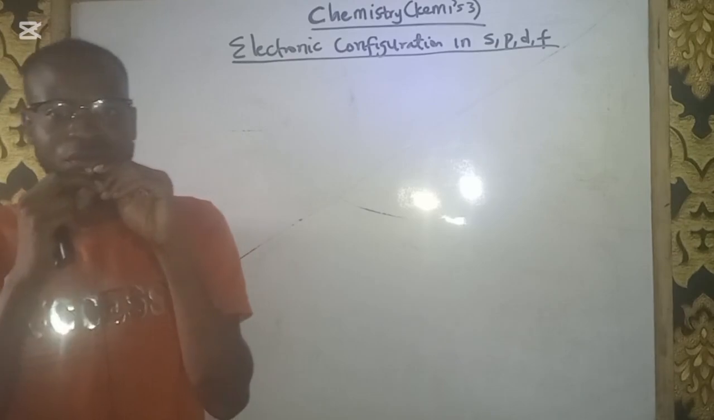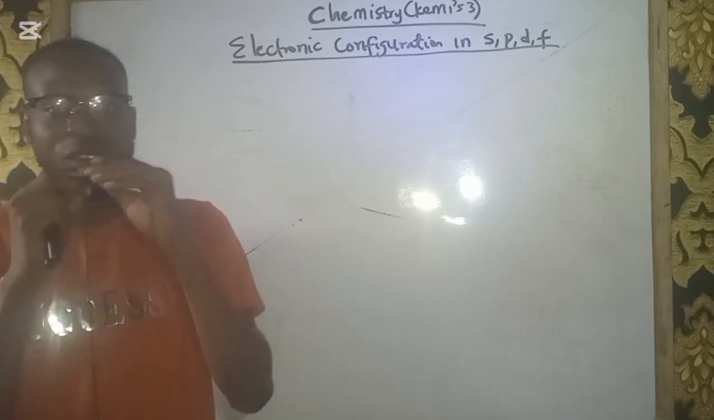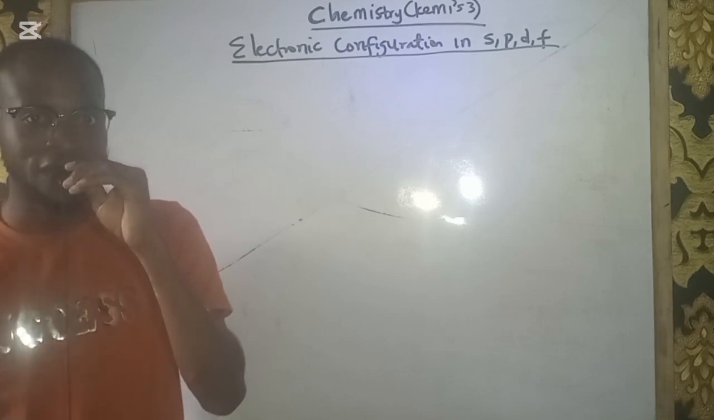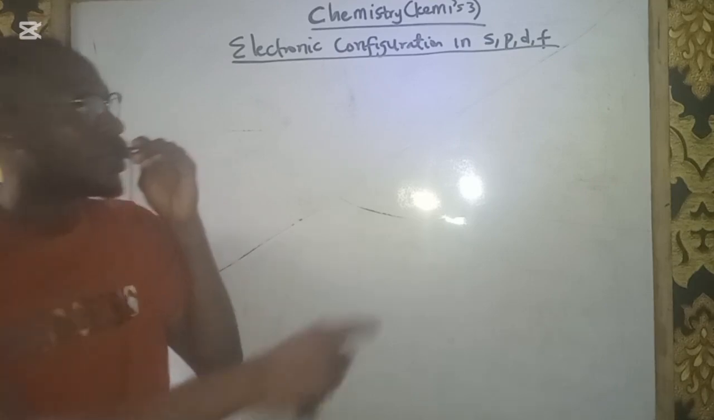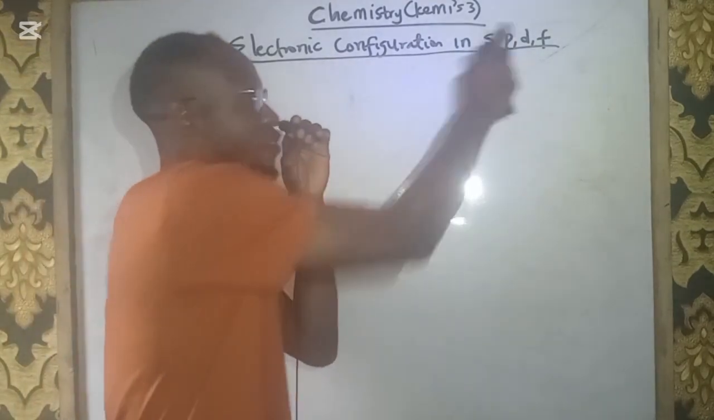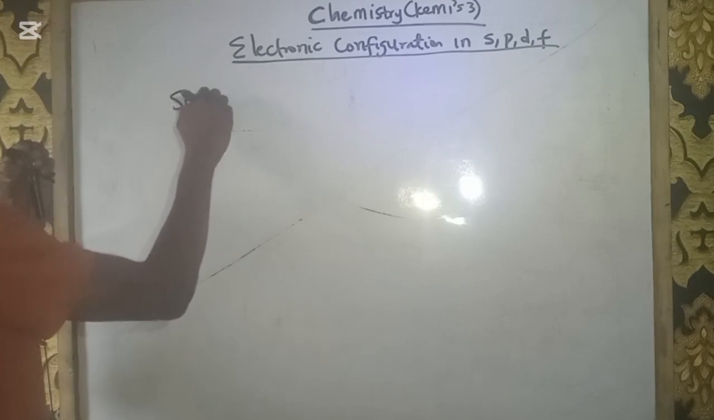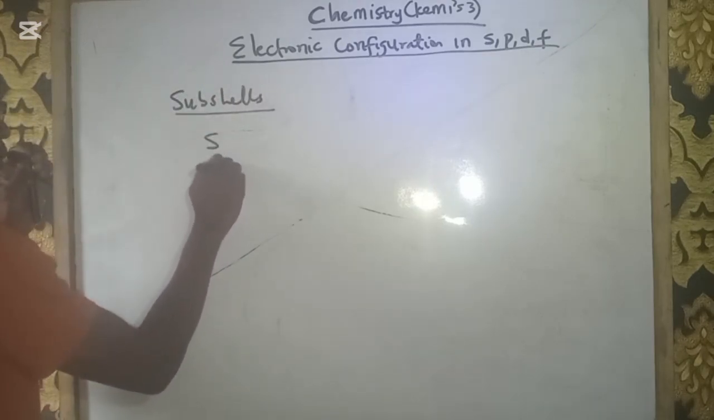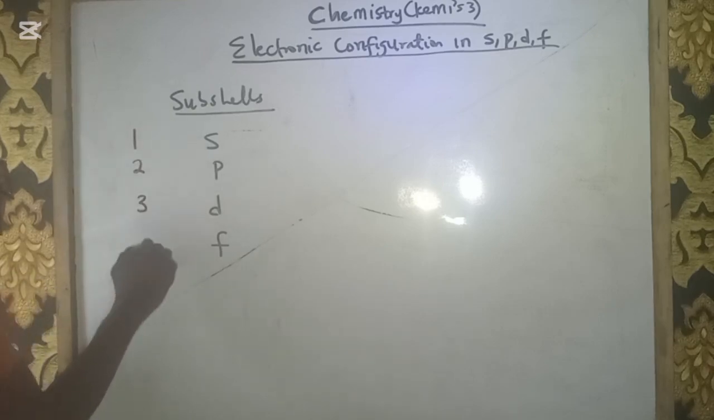Electronic configuration is just the arrangement of electrons in shells or energy levels, of which the energy levels are subdivided into what we refer to as subshells. And the subshells, they are four. SPDF. Let me write it out. The subshells are just S, P, D, F, with the energy levels of 1, 2, 3, and 4.